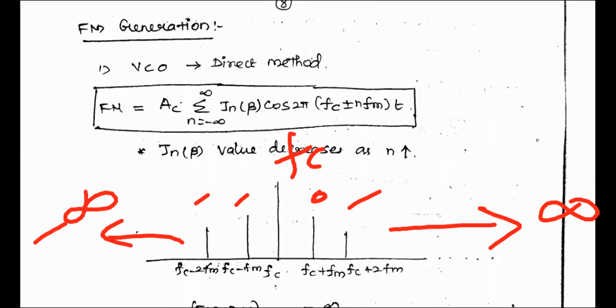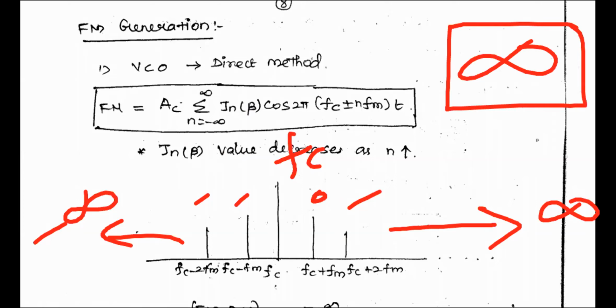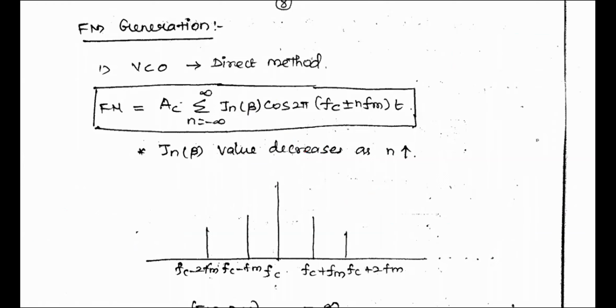Then what is the observation? What is the bandwidth of the FM? The bandwidth of the FM in the ideal case is infinite only. In the ideal case, the bandwidth is infinite because the spectrum is extending from fc up to infinite value. So the bandwidth is ideally infinite. Okay. But Carson's rule is there.